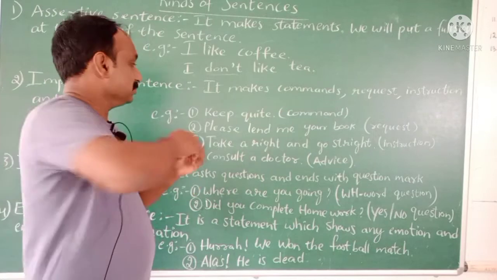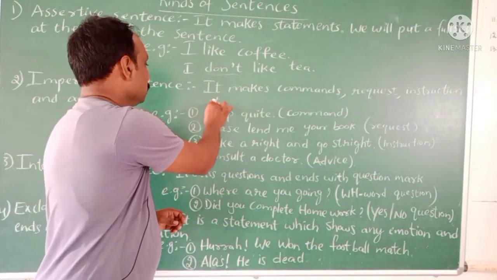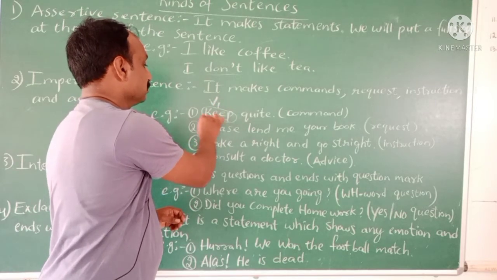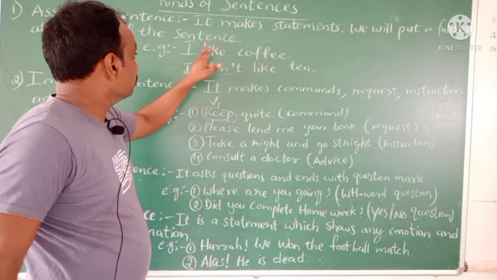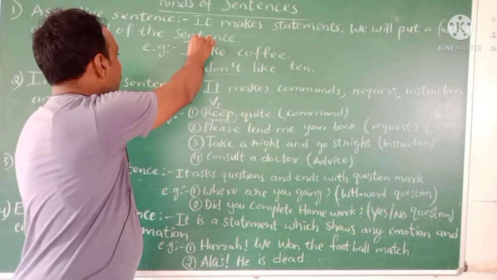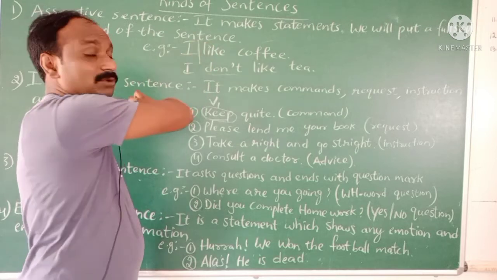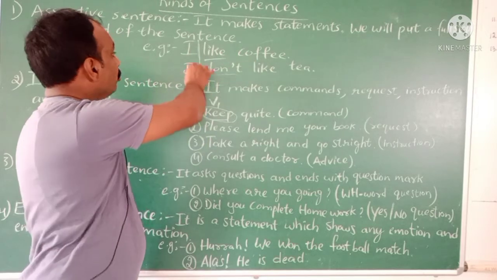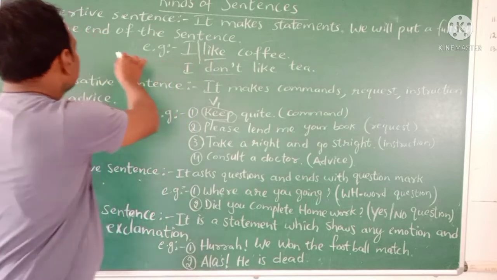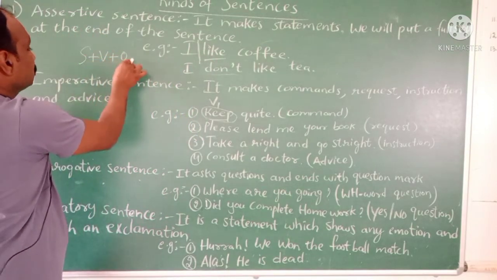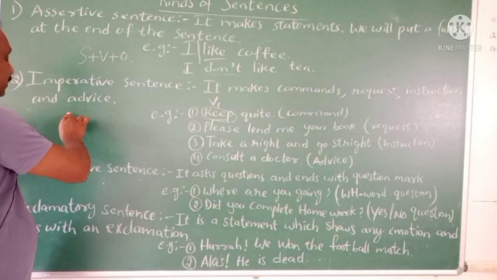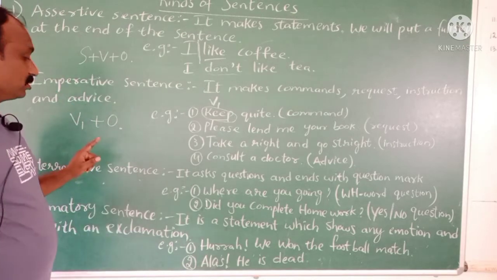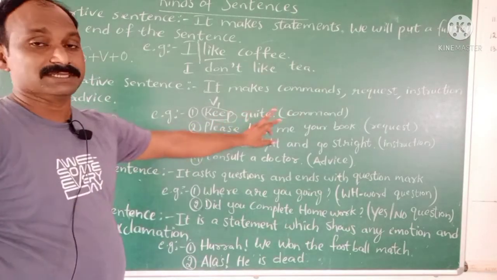Here the sentence begins with verb 1. This is a verb part and then the object will be there. But in the assertive sentence, it begins with the subject, a pronoun or noun, and then comes the verb. Here this is a verb and then object. So all the assertive sentences will have the subject, verb, object, full stop format. But the imperative sentence has verb 1 plus object and full stop format. This is the structure. So here verb 1 and object, that is a command.